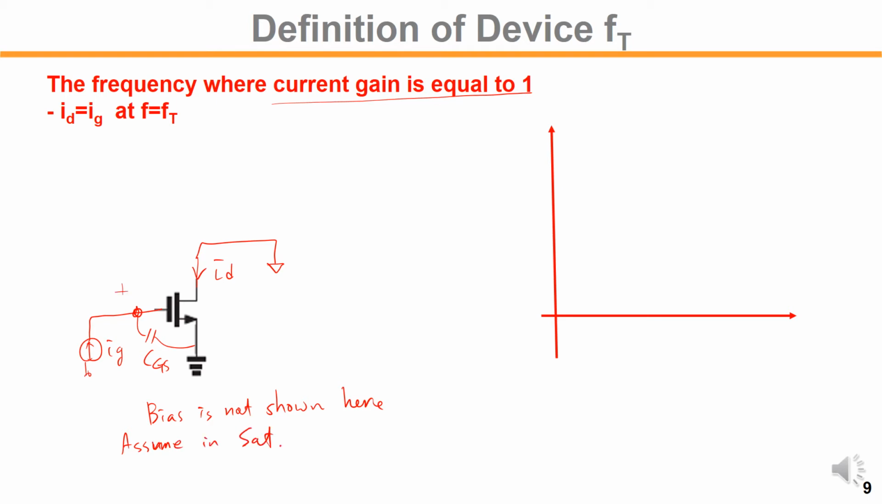Then the voltage on the gate is IG over CGS, and ID will be what? GM times VGS. So that is CGS.